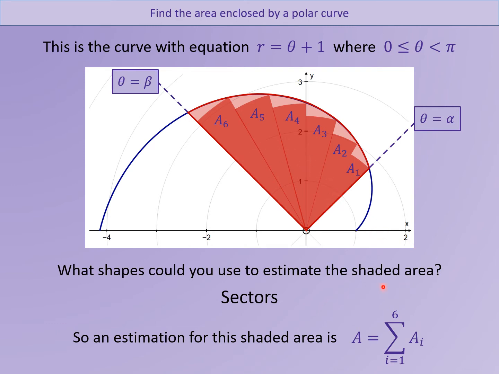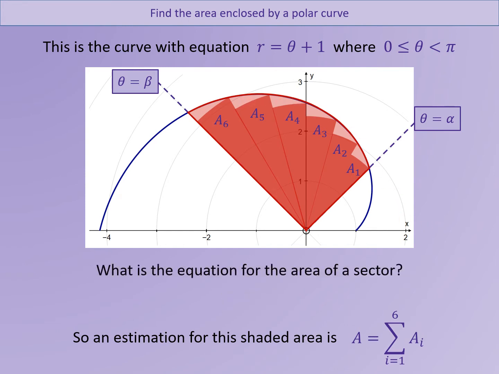Okay, so I can improve that, and you know how to improve it. You can improve it by increasing the number of sectors. And the more and more sectors you have, the closer and closer it's going to get to that approximation. So if I want to just improve that, then I can increase the number of sectors. So the question now is, what's the equation for the area of a sector?